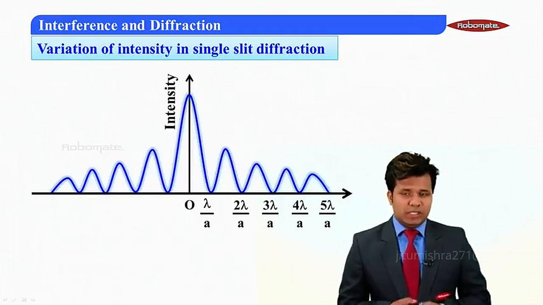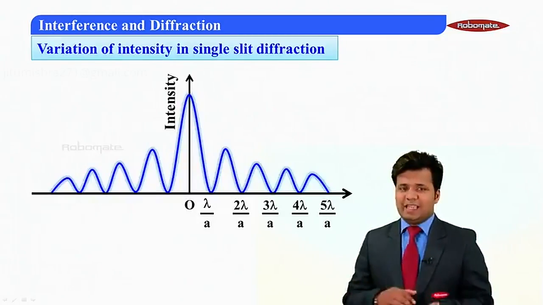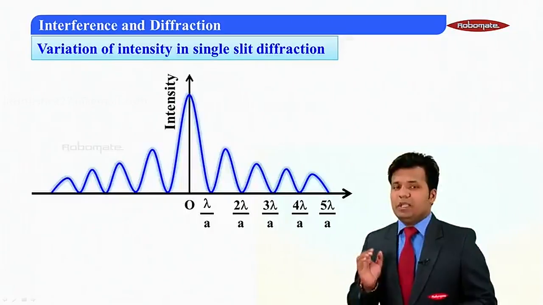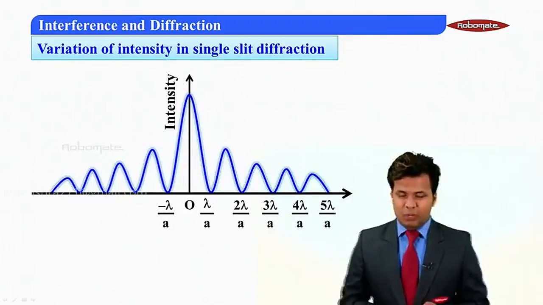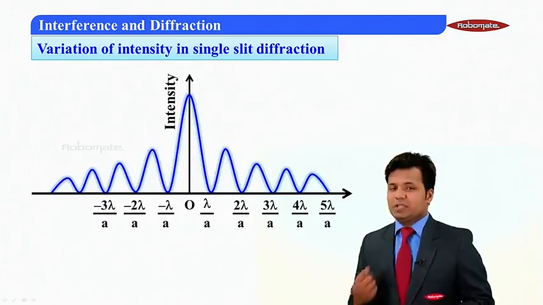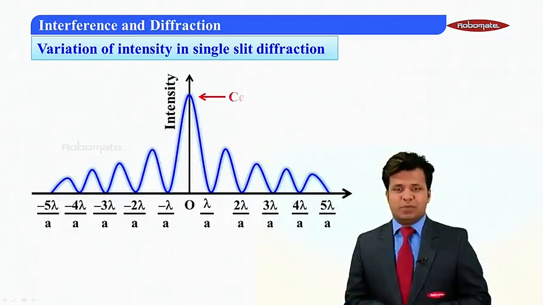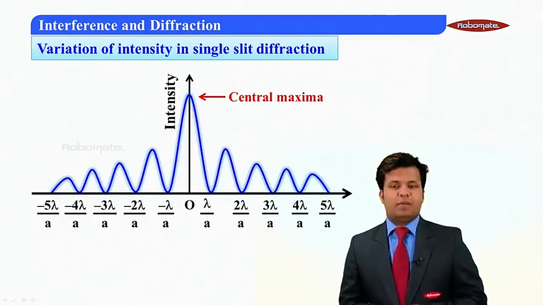But students, this is on the positive x-axis. What about the negative x-axis? It would be exactly the mirror of it, but with a negative sign. So I would say this is minus lambda by a, and this is minus 2 lambda by a, and this would be nothing but minus 3 lambda by a, and this is minus 4 lambda by a, and the last one would be nothing but minus 5 lambda by a.